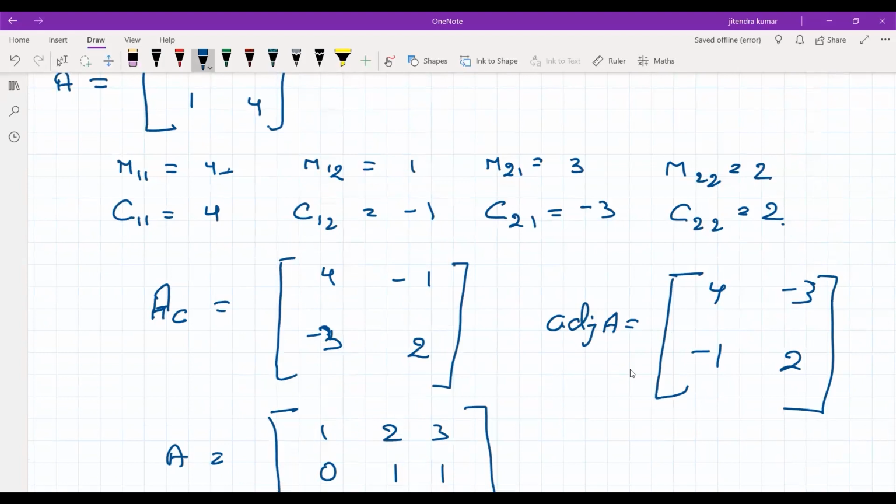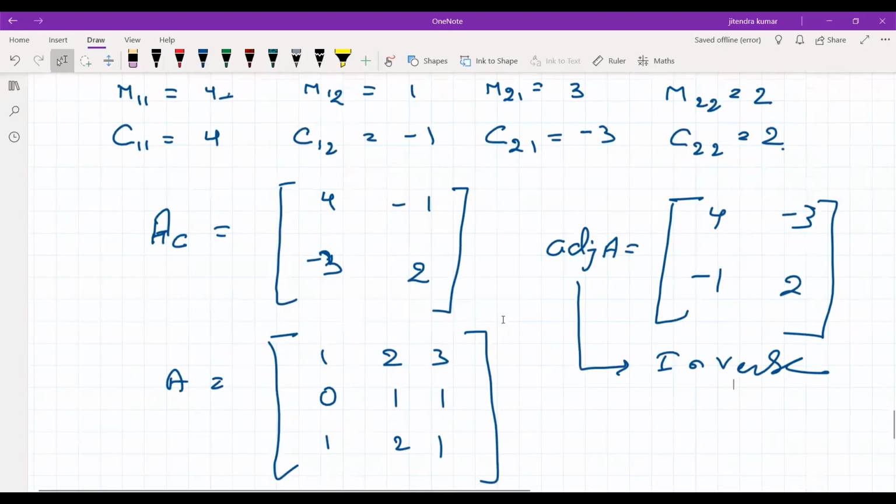So this will be the process for finding the adjoint of any matrix. The application of the adjoint of a matrix is basically in finding the inverse of a matrix. We have already learned one method for finding the inverse of a matrix, but we are going to study one more method, where we use determinants to find the inverse. So the application of the adjoint of A is in finding the inverse. That is why we are finding the adjoint of any matrix.